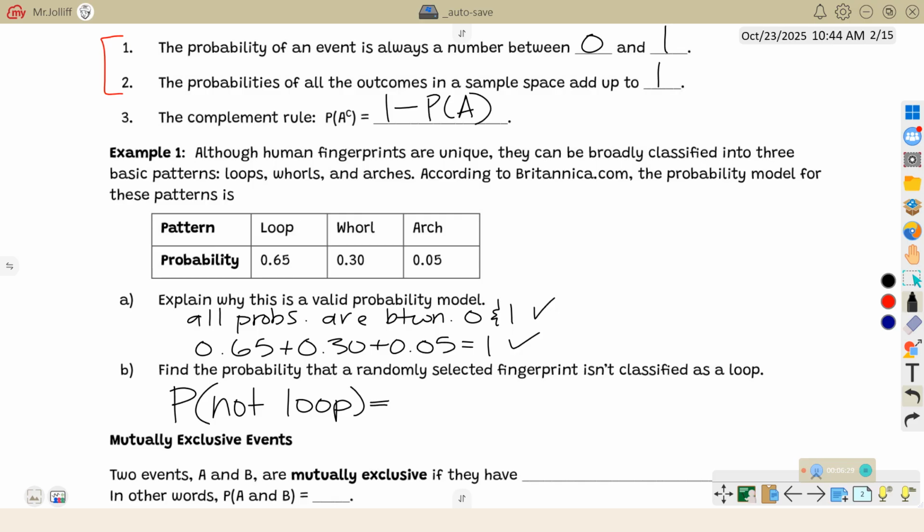Probability of not loop is just 1 minus probability of loop. And probability of loop is something I can look up in that table. What's the probability that I randomly select a fingerprint that's a loop pattern? 0.65. So 1 minus 0.65, which is 0.35. Assuming I can do math in my head.